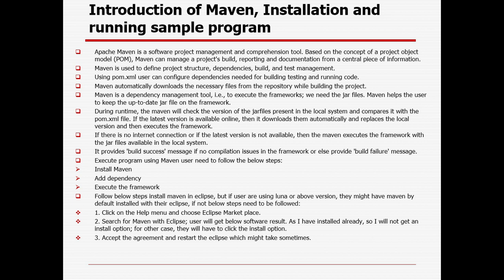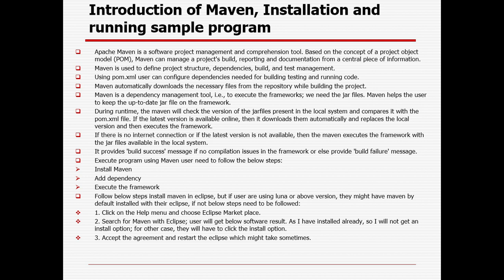To execute the framework, the user needs the jar files. Maven will help the user keep the jar files on the framework up to date. During runtime, Maven will check whether the version of the jar file is present in the local system or not. In case it is available in the local system, it will immediately connect to your local system first. In case it is not available in the local system, it will check the central repository, right?